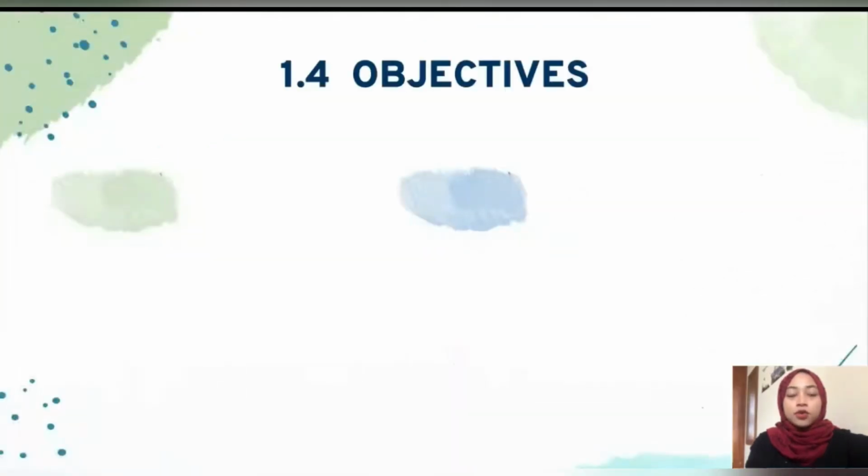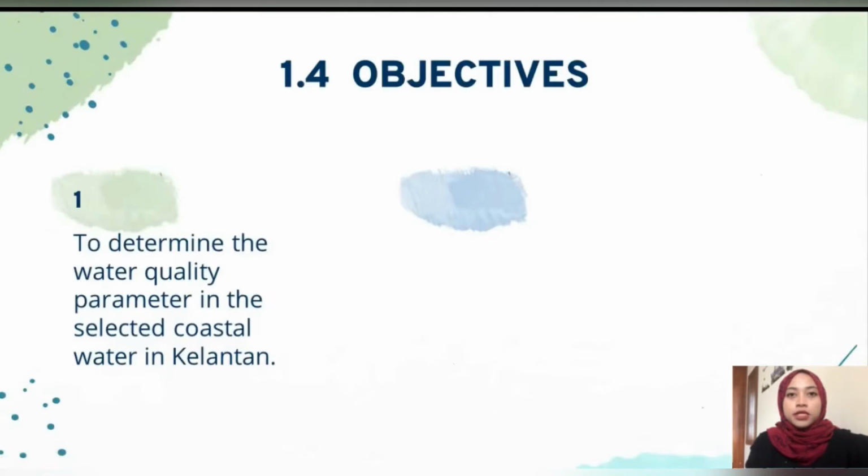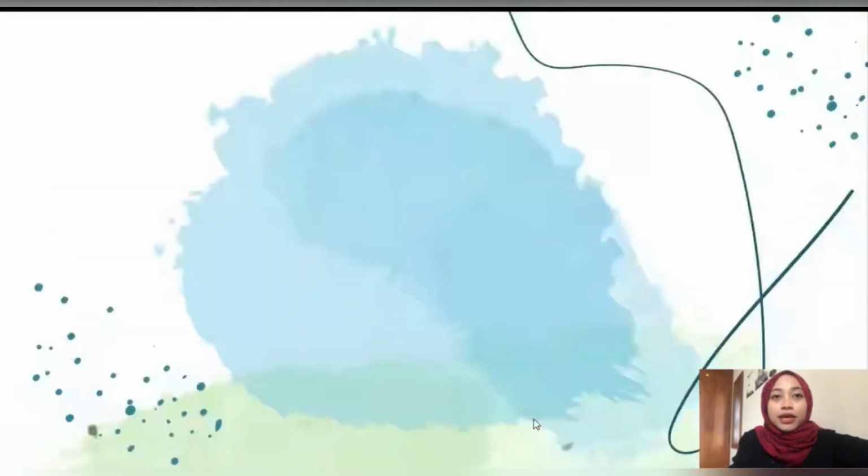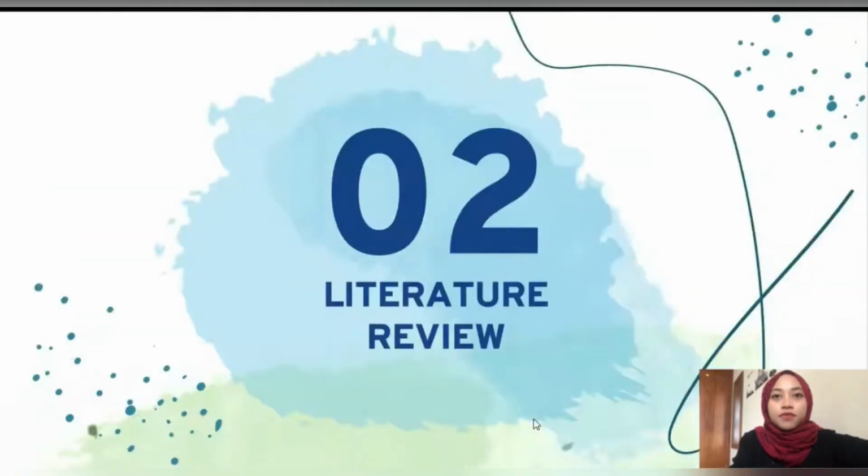Then, we go to the objective. The first objective in this study is to determine the water quality parameters in the selected coastal water in Kelantan. Second is to assess the water quality status of selected coastal waters in Kelantan based on Malaysia Marine Water Quality Index. Next, this is my literature review.